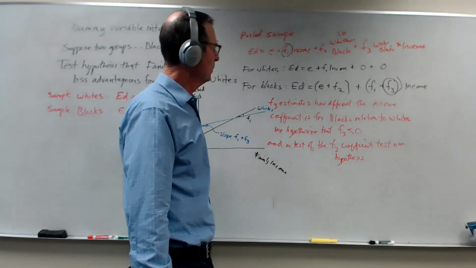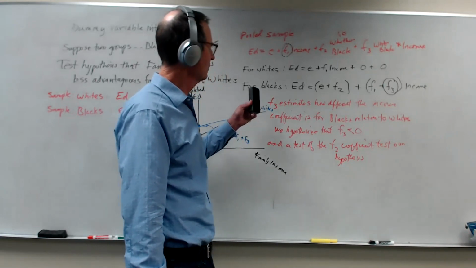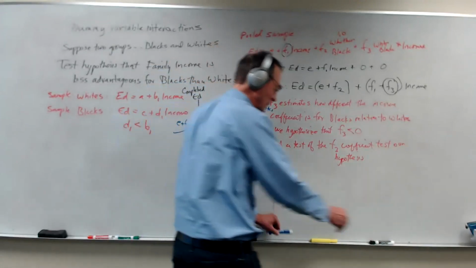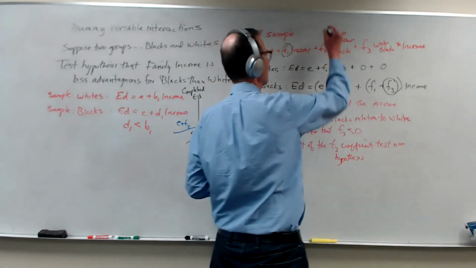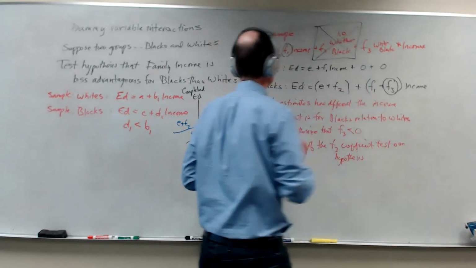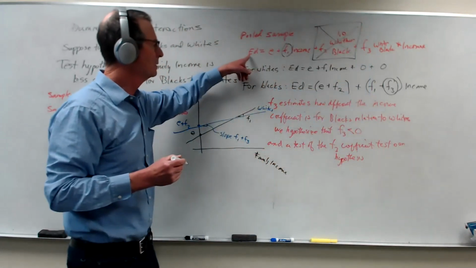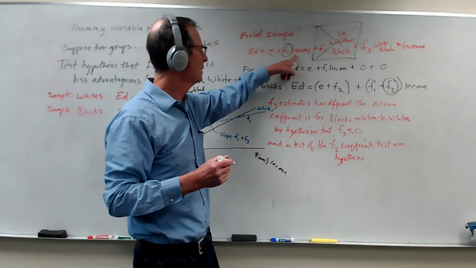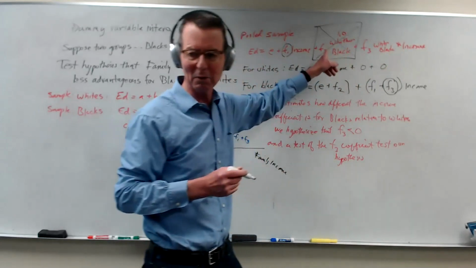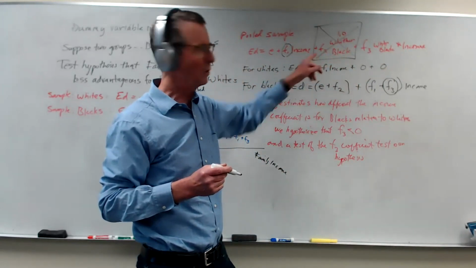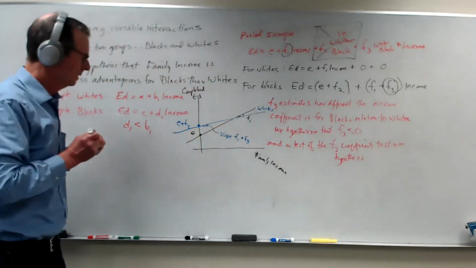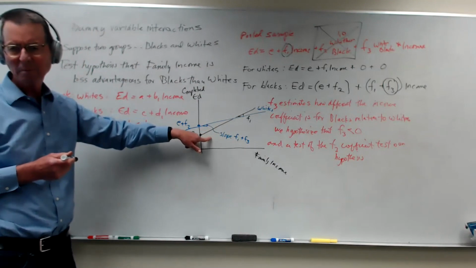Sometimes when people estimate interaction models, they include all the interactions, but they sometimes leave out the main effects. So suppose you ran on a pooled sample income and then whether black times income, but left out the main effect of whether black. What would this graph look like then?